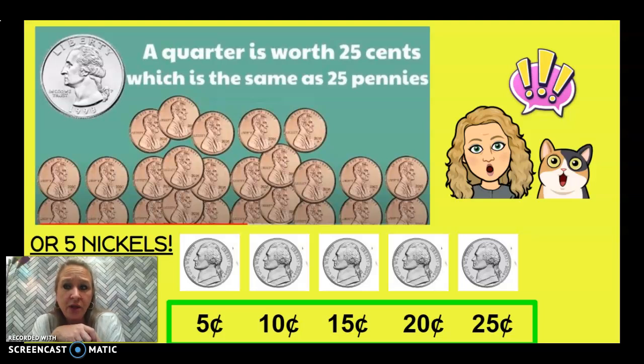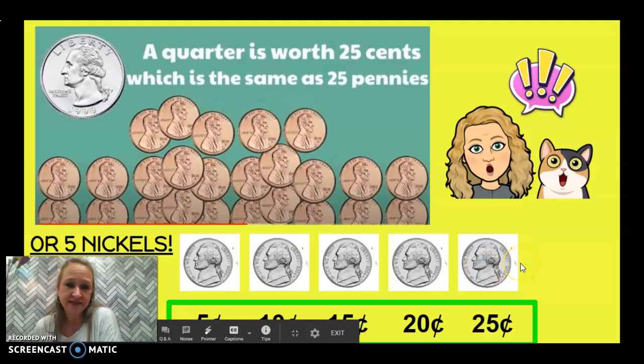Which one do you think would feel better in my pocket? A little easier to carry would be the quarter. It's a little bit lighter than 25 pennies. If you've ever tried to carry around 25 pennies, heavy. All right, so the quarter is 25 cents, 25 pennies is 25 cents, 5 nickels is 25 cents.